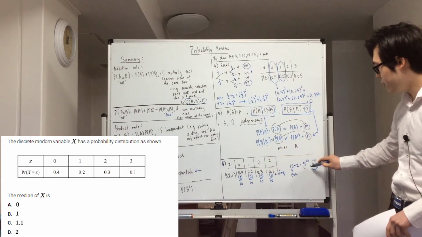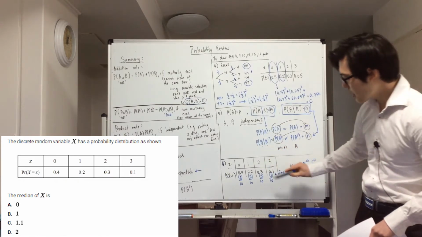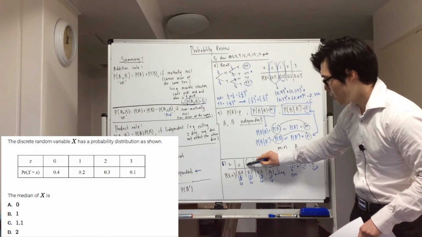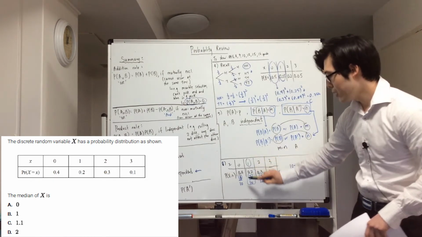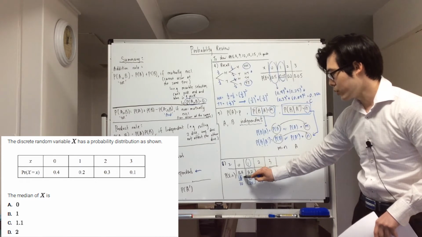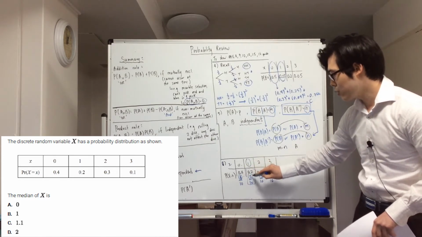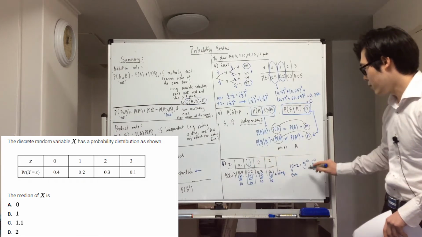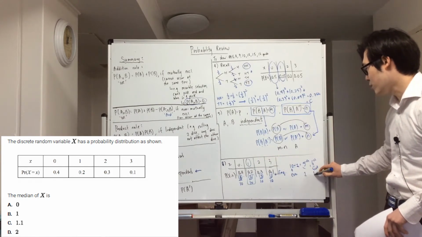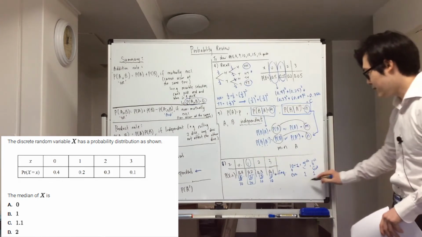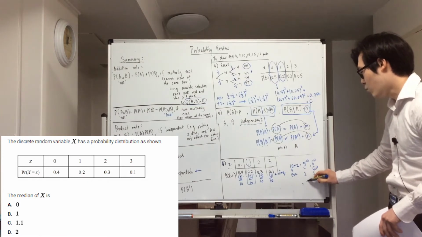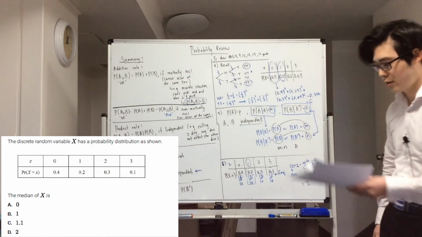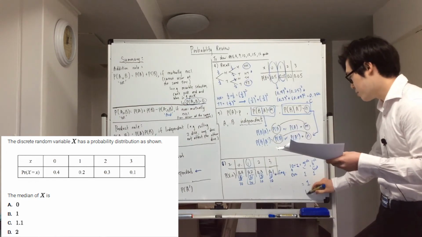So where do the 5th and 6th scores lie? They're both over here. Can you see that? Because the first 4 scores are 0, and the next 2 scores, which makes a total of 6 scores, are 1. So your 5th score and your 6th score are both 1. Because they're the same number, the median is 1. So that's how you do this question. The answer to question 8 is B.